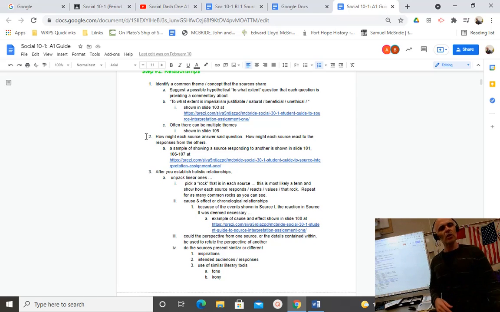So this is where you look for details within each source where someone might say, you know what, I agree with what you're saying, but I might disagree with what you're doing here. Look for parts of their source that they might agree with some, disagree with other points. They may disagree with their entire perspective. Maybe the two perspectives are polar opposites of each other.